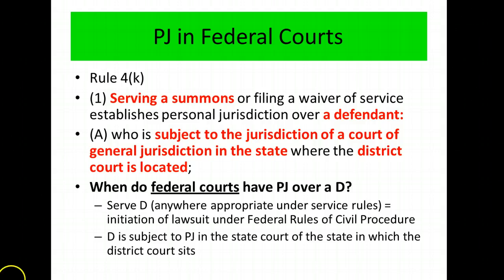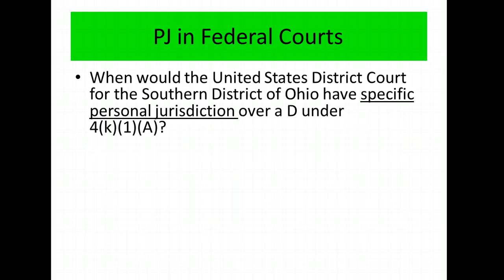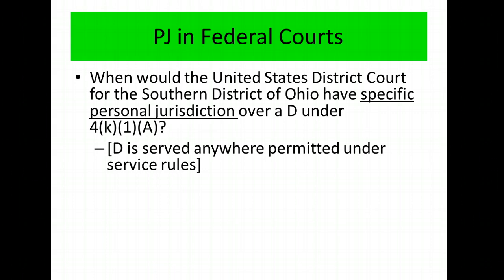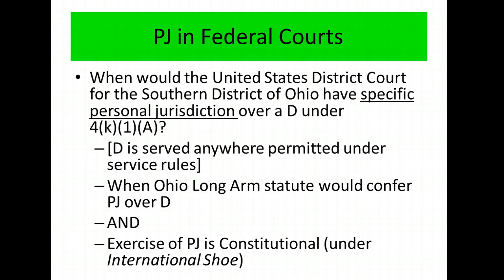So for example, if you wanted to exercise PJ over someone in the Southern District of Ohio under 4K1A, you'd serve them anywhere permitted under the rules of service. And then when the Ohio long-arm statute applies and exercise of jurisdiction would be constitutional under International Shoe, you would have PJ over that defendant in the Ohio federal courts. See, the basic rules for PJ for the Ohio state courts, these two, fitting the long-arm and being constitutional, plus the fact that there was appropriate service, that would constitute PJ in the federal courts.